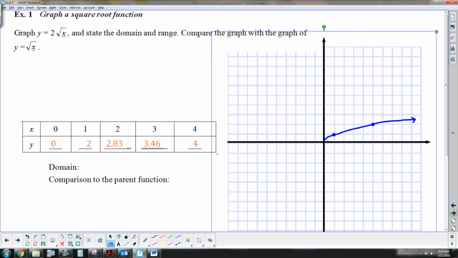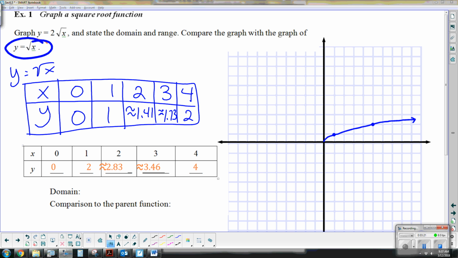So let's look at this first graph of a square root function. We're looking at the graph y equals 2 times the square root of x, and we're going to state the domain and the range. And we're going to compare the graph with y equals the square root of x. I have graphed already y equals the square root of x. You can see that to the right. So you can see now my table of y equals the square root of x.